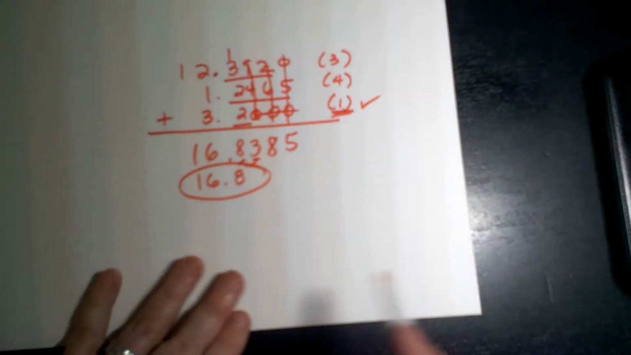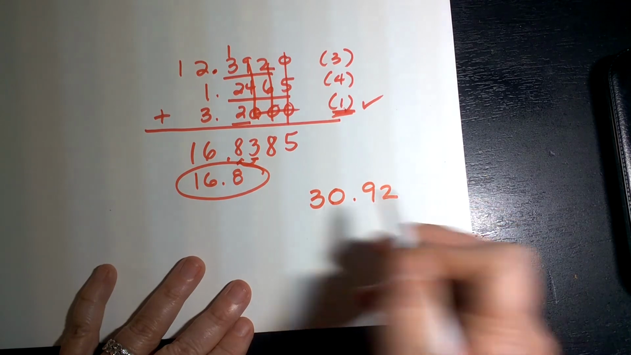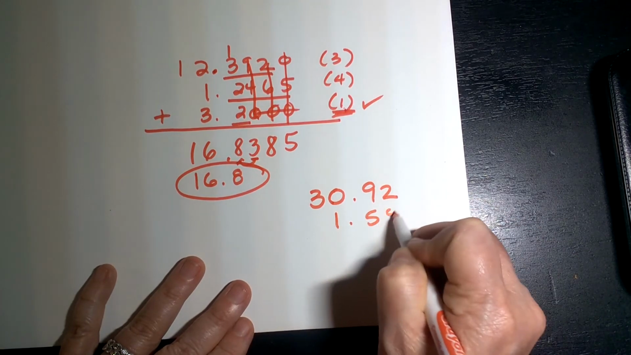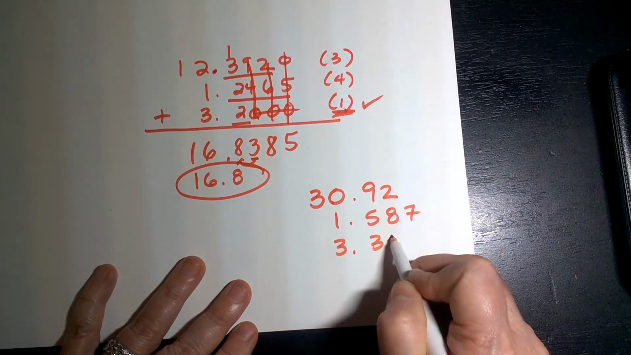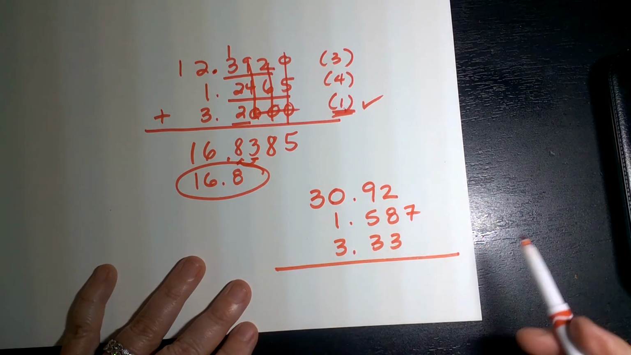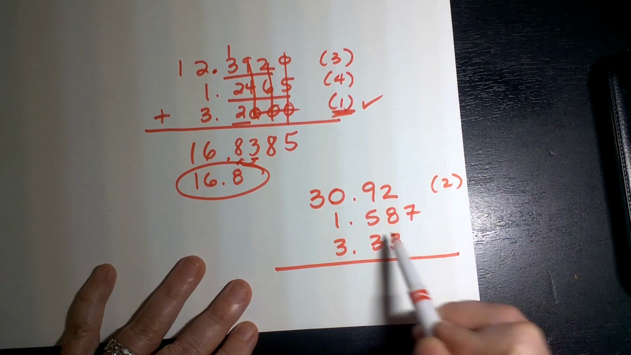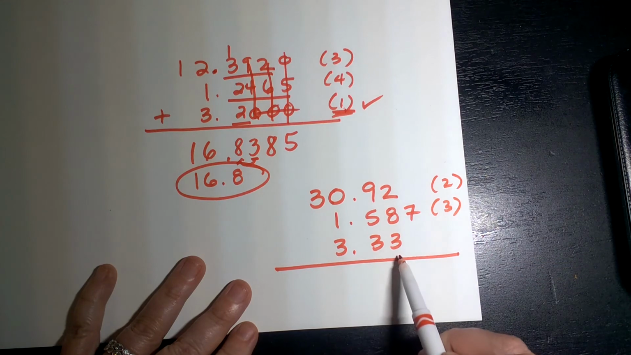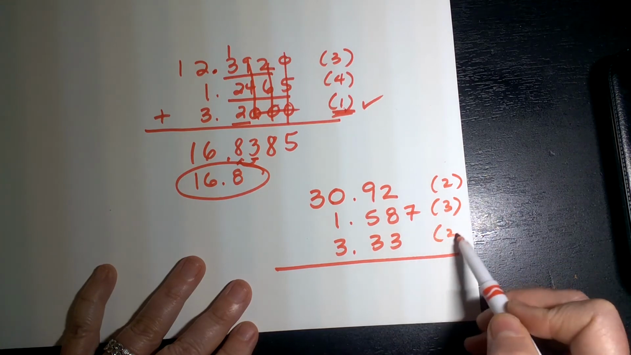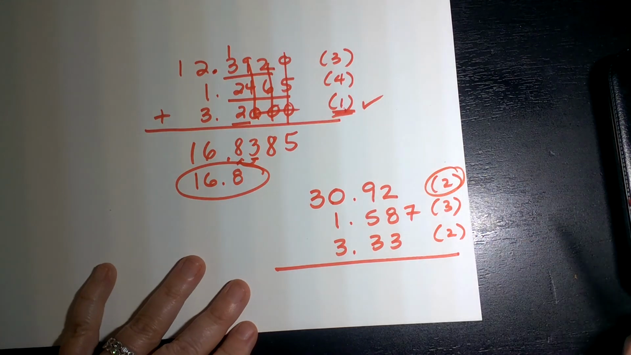Same thing with subtraction. We have 30.92, 1.587, and 3.33. Okay, so decimal places in the first number, 2. Decimal places in the second number, 3. Decimal places in the third number, 2. So our answer can only have 2 decimal places.